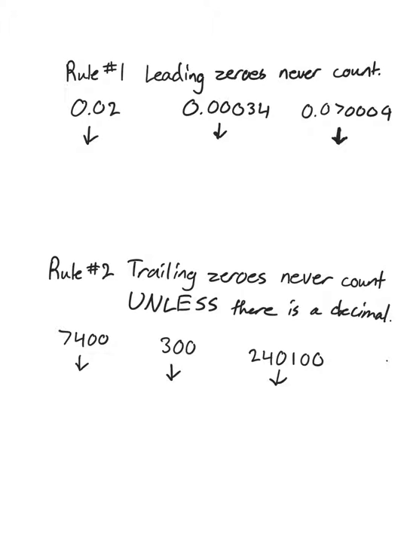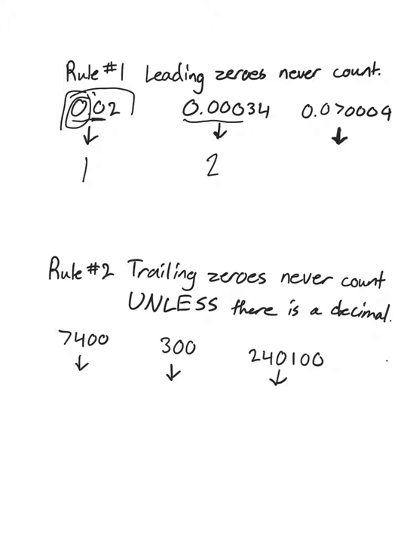Okay, so with leading zeros never count, we don't count these two zeros. Actually, this zero doesn't mean anything at all, but this zero in particular we don't count. So how many sig figs do you think we're going to have in this example? If the leading zeros don't count, there's only one number, which is the 2, so we're going to have one sig fig. What about over here? Leading zeros don't count. So look at all these zeros. They're in front, and how many sig figs do we have in total? We're going to have 2 sig figs.